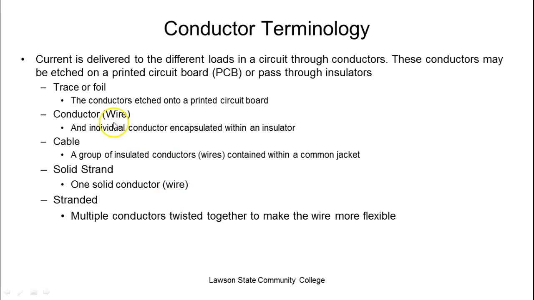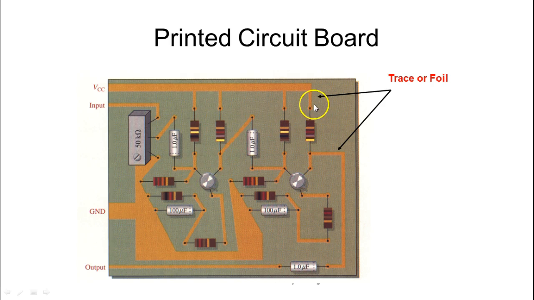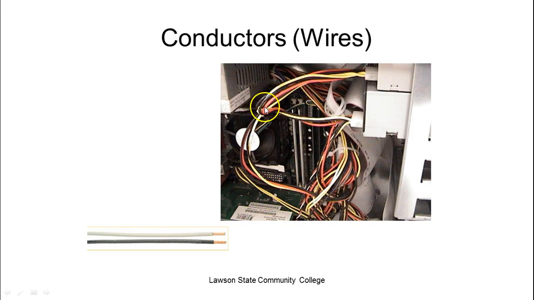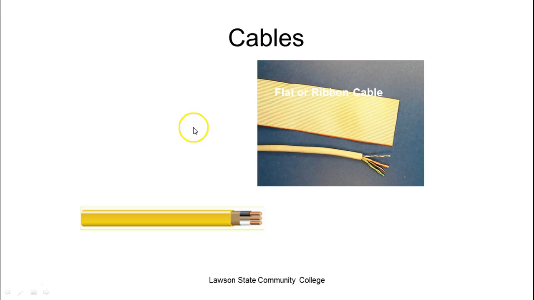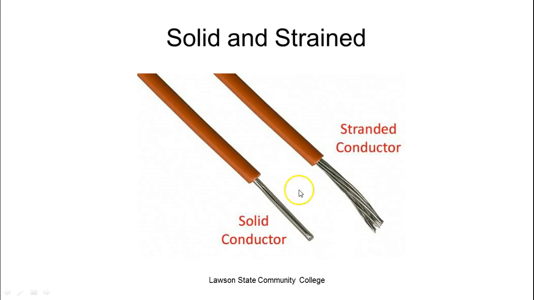Okay, conductor terminology. We looked at traces and conductors and cables, and looked at what a trace looks like, and a lot of y'all picked up a printed circuit board. We looked at what conductors are equal to, or what some people call wires. We looked at a cable, which is individual conductors in a common jacket. We have flat cables and we have round cables. We talked about the difference between stranded wire and solid conductors.